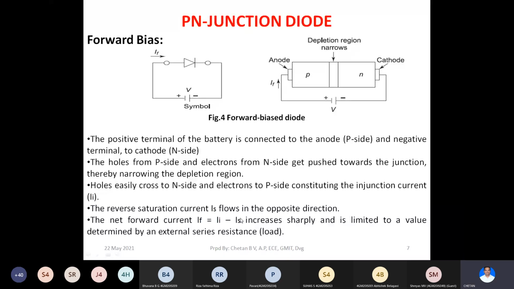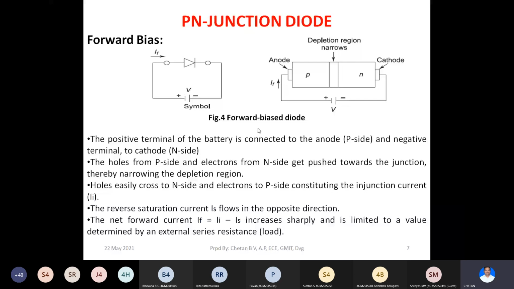One more important thing in case of a forward bias diode is you can limit the value of this I_F, meaning you can increase or decrease the value of I_F by connecting a resistor here. If you vary the value of this resistance, you in turn vary the value of I_F. Suppose you increase the resistance, the value of I_F will come down. Suppose you decrease the resistance, the value of I_F will increase. So this is how a PN junction behaves in forward biased condition.